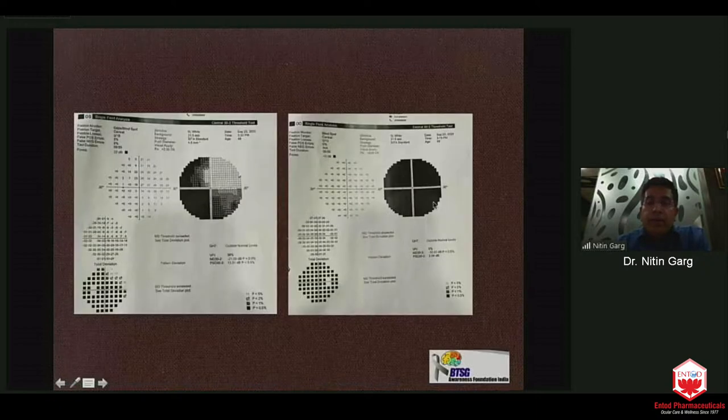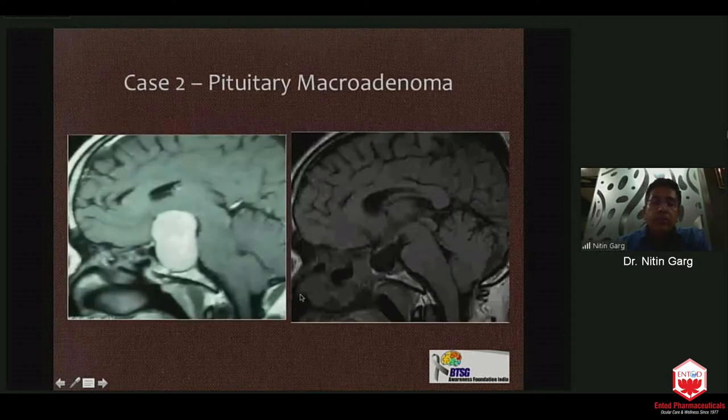This was the field, as we know, in one eye, and the other eye also was significantly impaired. And so that was one case.